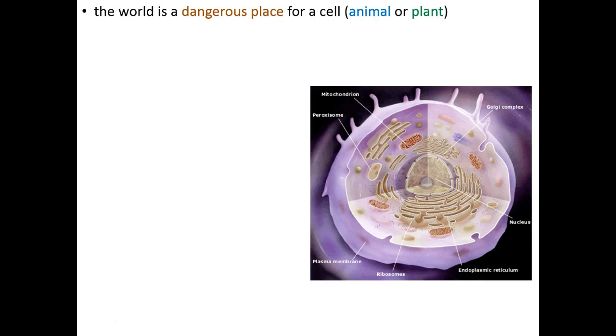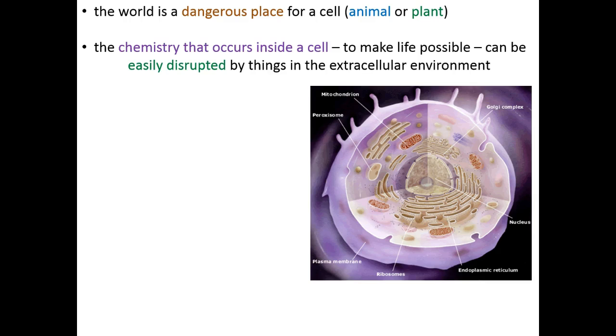The world out there is a dangerous place. We've got entropy driving most fundamental processes, so the universe is tending towards chaos. We've got all of this diffusion properties, this randomness, this heat, this energy, and so for a cell that can be quite a toxic environment to exist in. Additionally, all the chemistry that's needed to make life possible, all the chemistry that needs to occur within a cell, can be disrupted by all of this chaos and entropy that exists outside.